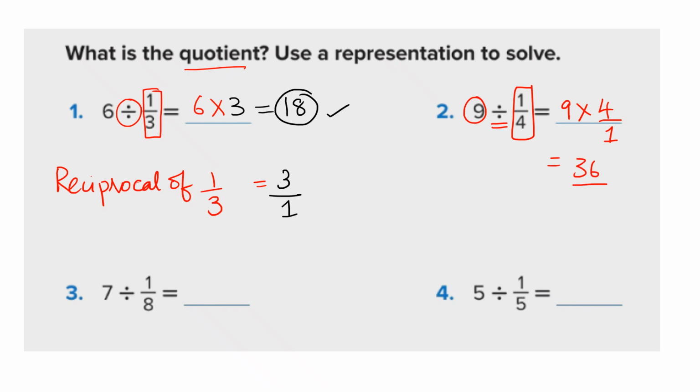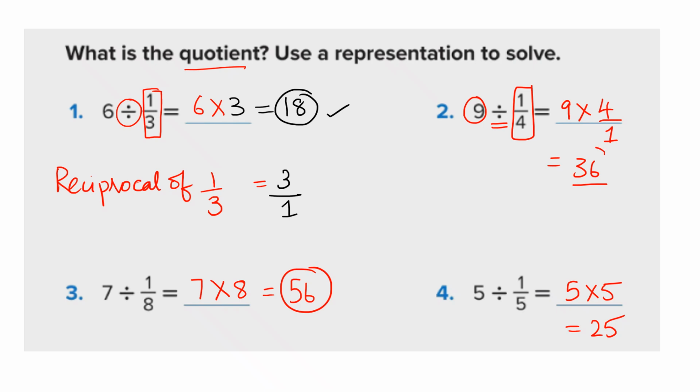So what is the answer for this? Same method. We flip, we change division to multiplication, times 8. How do we get this? 5 times 5. Again, I flip. So 25. So like that, you can do it and get all your answers. Similarly, the answer for question number 3 would be 56. So these are your correct answers.